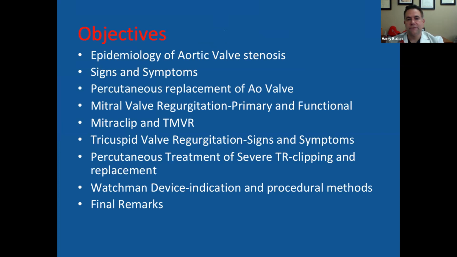So my objectives are as follows. I'm going to talk about aortic valve disease. As you know, that's one of the 4 valves of the heart. Signs and symptoms of AS. We're going to talk about percutaneous replacement of the aortic valve, namely the TAVR.